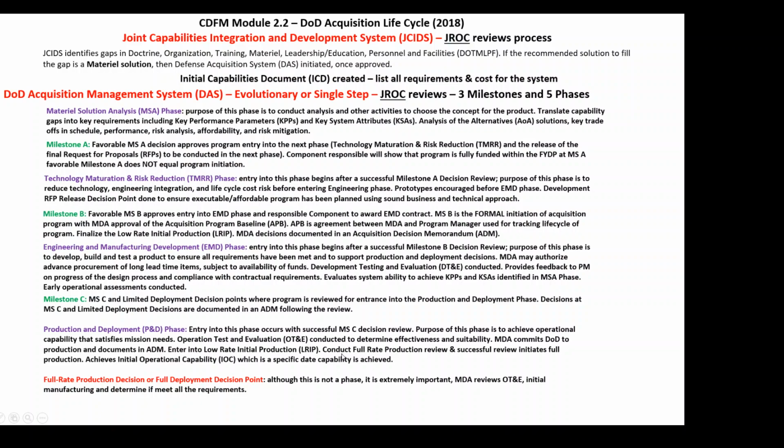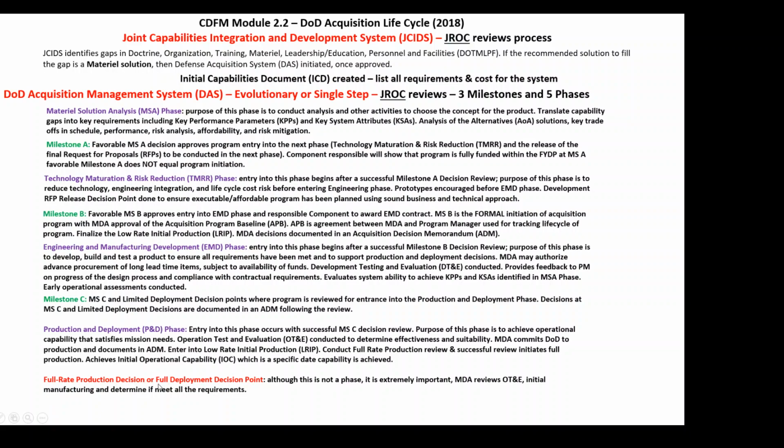We don't want the full rate, because what it says here is conduct full rate production review, and a successful review initiates full production. Achieves initial operational capability at the production and deployment phase, which is a specific date the capability is to be achieved. So the IOC is a date that says that our capability will be ready for distribution into the field. The full rate production decision or full deployment decision point.